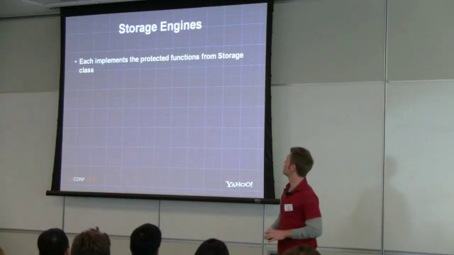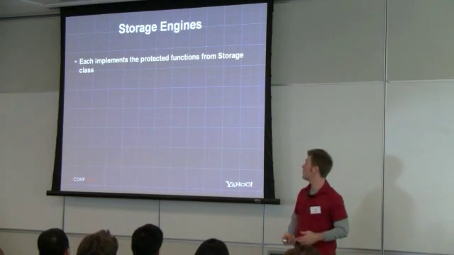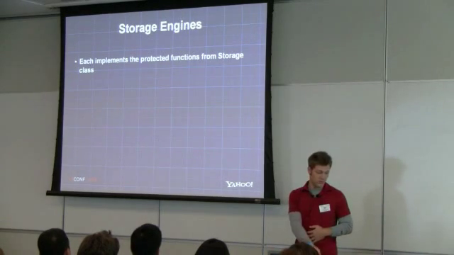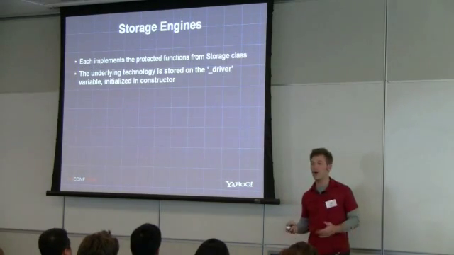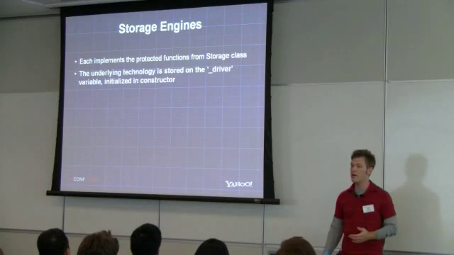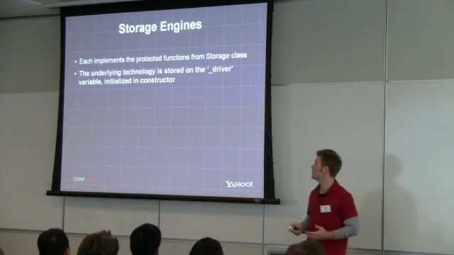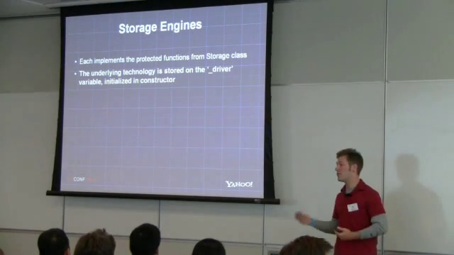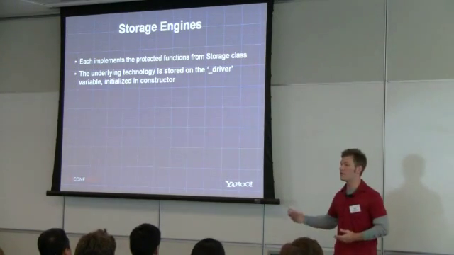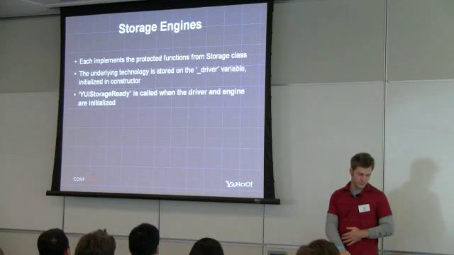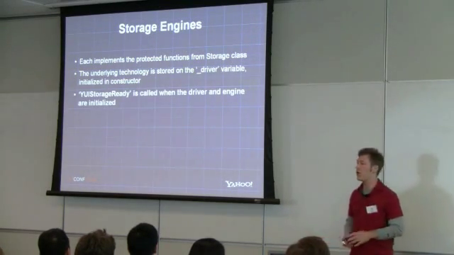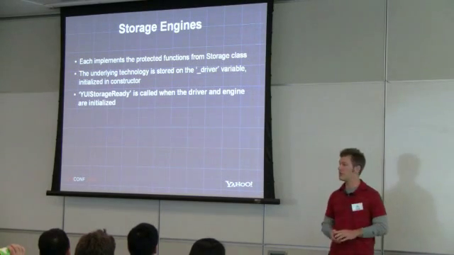So looking at each of the storage engines, what do they have in unique? Well, they all have the protected methods that have to be implemented. They're all going to have an underlying technology. For the terminology's sake, we've called this technology the driver. So, with the Gears engine, the driver is the Gears. With the Swift engine, the driver is the Swift. All of them are going to call the ready event when their constructors finish.